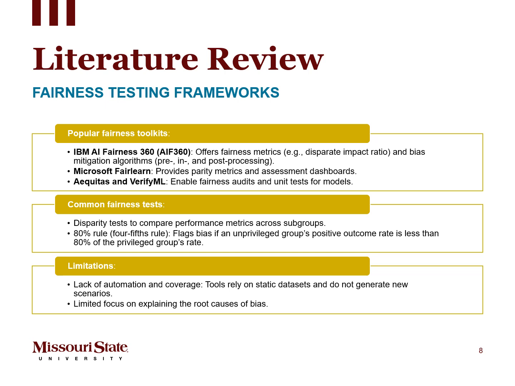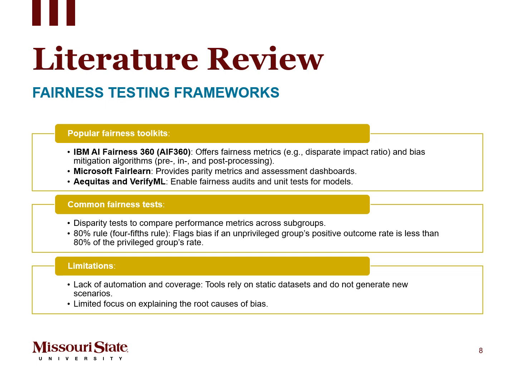To address the challenges of fairness in machine learning, several frameworks and toolkits have emerged to help practitioners evaluate and mitigate bias. IBM AI Fairness 360 is an open-source library offering a comprehensive set of fairness metrics such as disparate impact ratio, statistical parity difference, and equal opportunity difference. It also provides algorithms for bias mitigation through pre-processing, in-processing, and post-processing techniques.